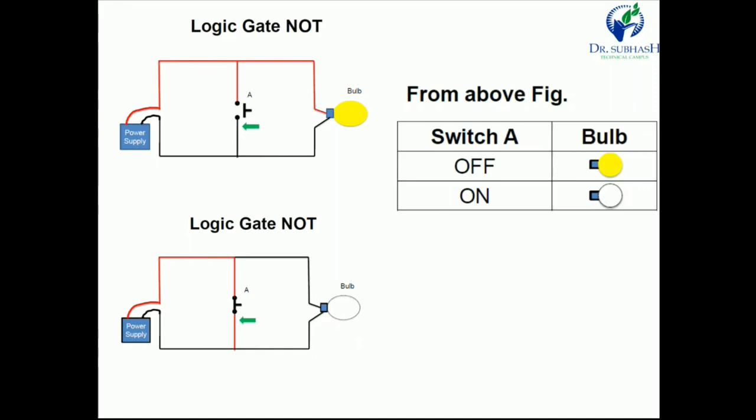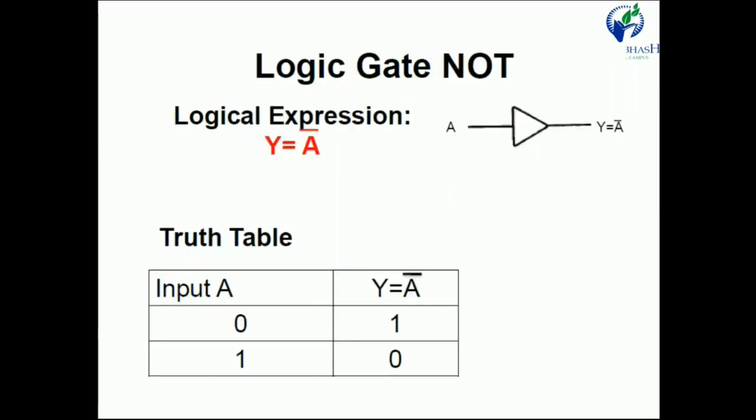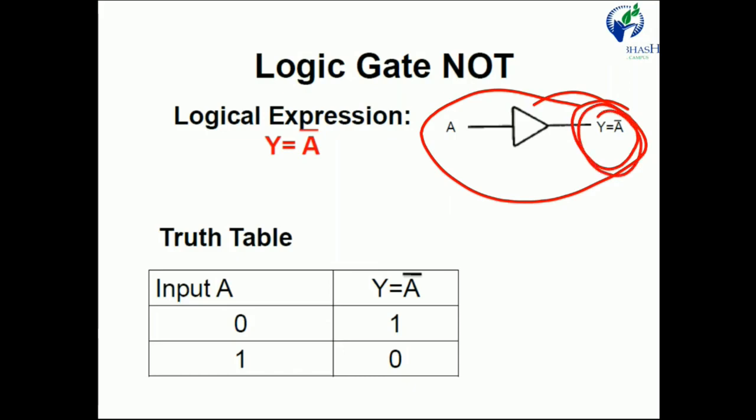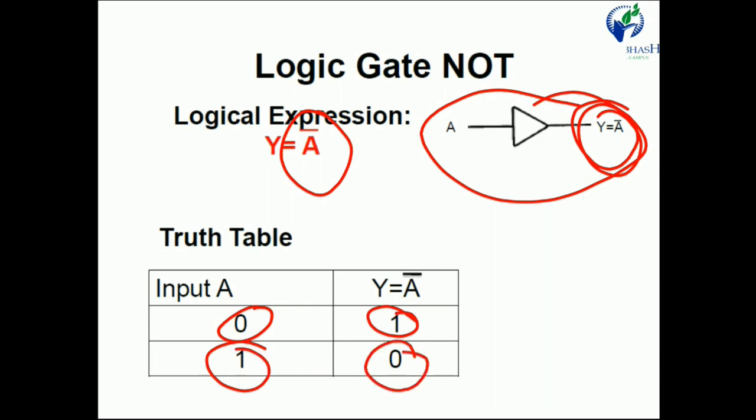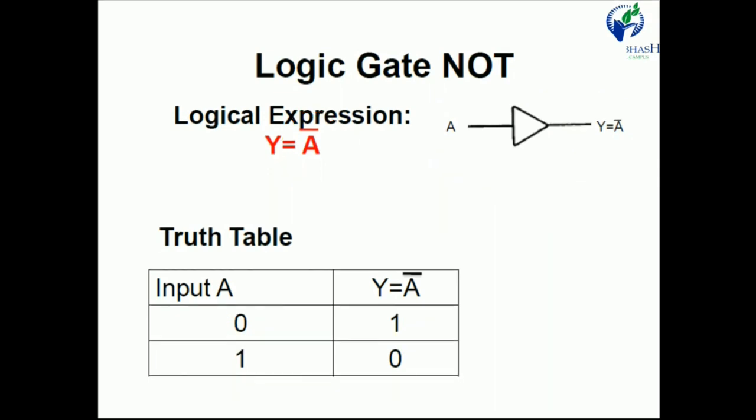So this is about the NOT gate, and when we want to draw the table, it is like this. This is the symbol. A is the input, Y is A bar. This is the inverting terminal, meaning whenever we give 1, the output is 0, and whenever we give 0, the output is 1. This bar indicates that the output is exactly opposite to the input. So in the truth table, when input A is 0, the output is 1, and when input is 1, the output is 0. So this is the truth table of the NOT gate.